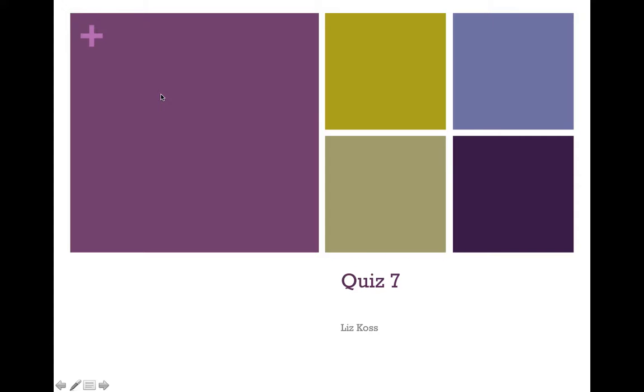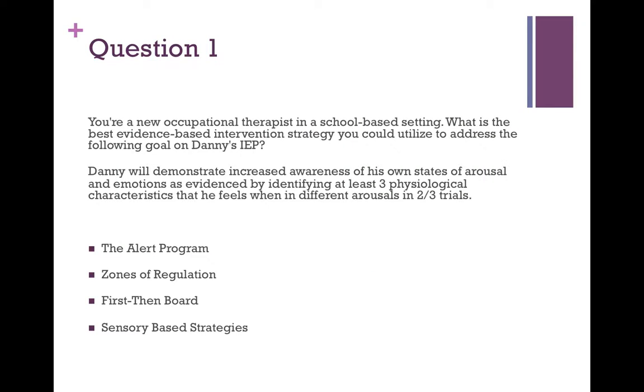Okay, everyone, I'm just going to do a quick Quiz 7 debrief, and this may be useful for some information for the upcoming exam. So, for question 1, we were talking about the best evidence based intervention strategy that you could utilize to address the following goal on Danny's IEP. I'll let you read the IEP goal there, but let's talk a little bit about the options.